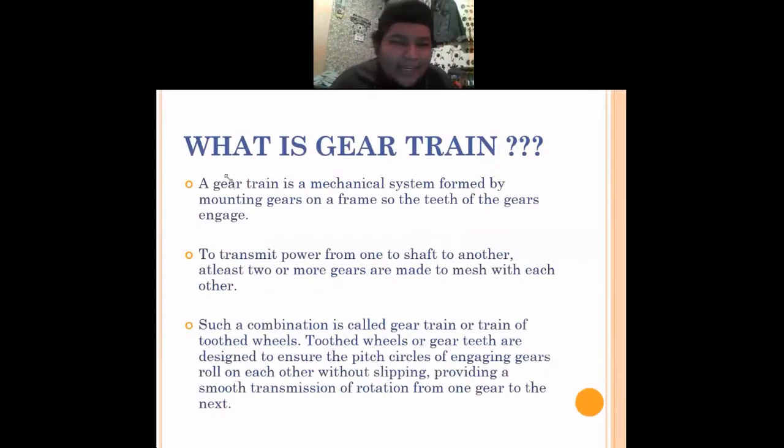Okay, what is a gear train? A gear train is a mechanical system formed by mounting gears on a frame so the teeth of the gears engage. To transmit power from one shaft to another, two or more gears are made to mesh with each other. Such a combination is called a gear train or train of toothed wheels. Toothed wheels or gear teeth are designed to ensure the pitch circles of engaged gears roll on each other without slipping, providing a smooth transmission of rotation from one gear to the next.